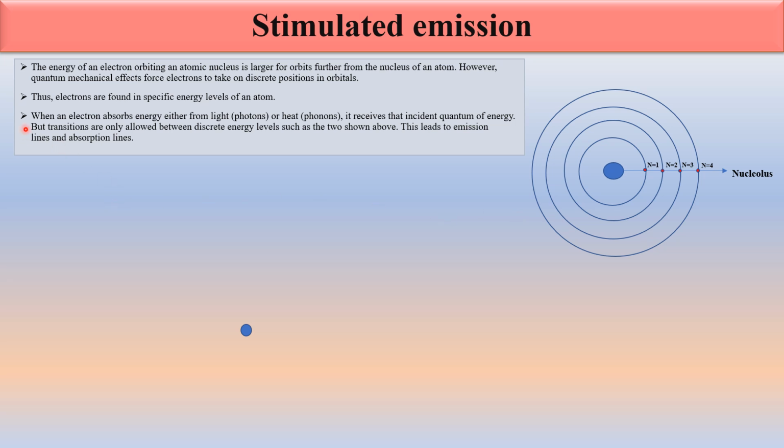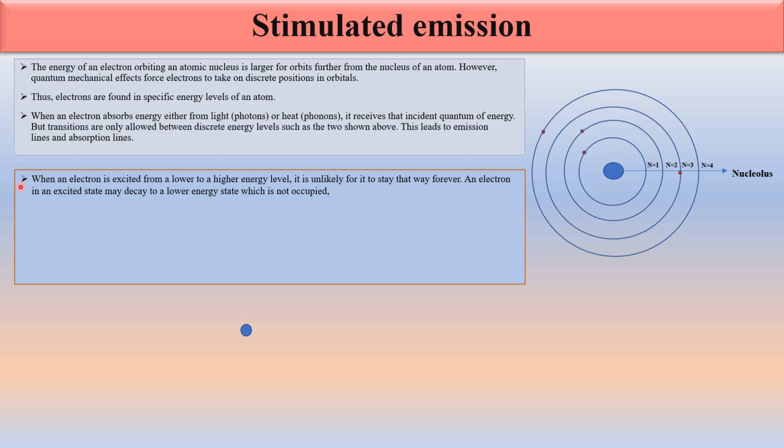When an electron absorbs energy, either from light or from heat, it receives the incident quantum of energy and moves from the lower energy state to the higher energy state. But these transitions are only allowed between discrete energy levels. It means when this N1 electron has received some external energy, it can move to N2, N3 or N4. It can move only to the discrete energy levels. You can see here these are electrons moving around the nucleus.